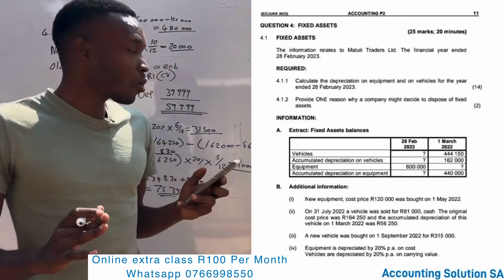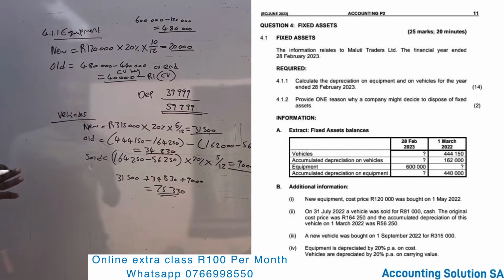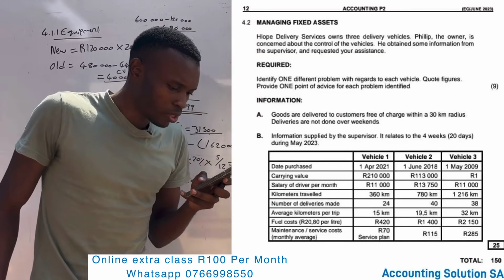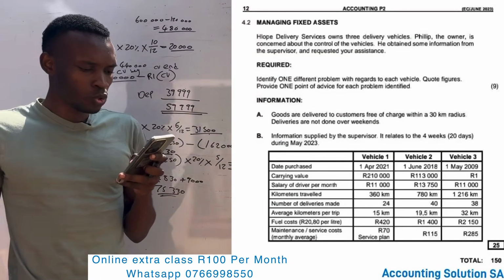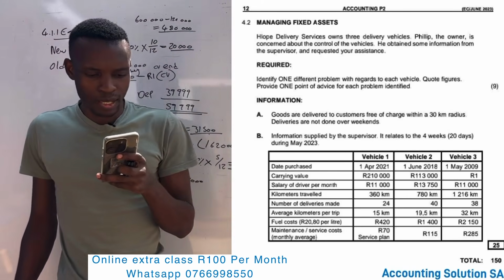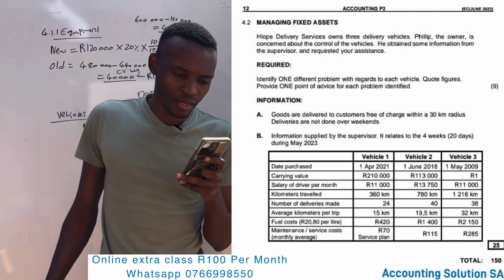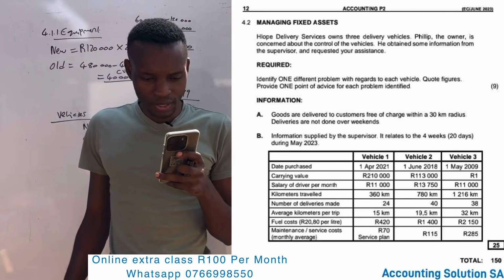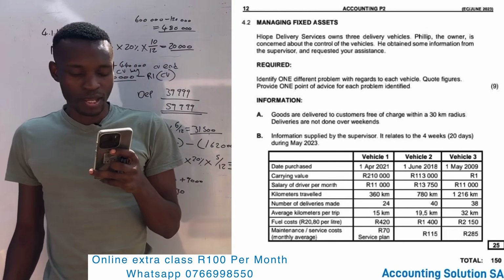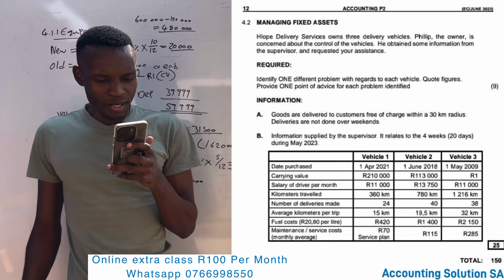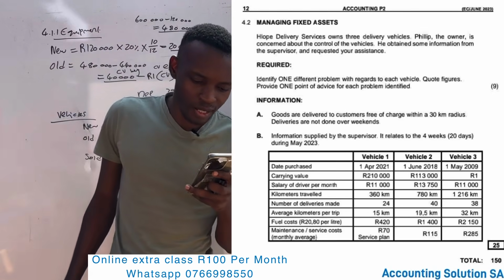Okay, so that's how we should do our calculation under fixed assets, guys. Okay, the last part that we also need to do is management of fixed assets. So per delivery service on 3 delivery vehicles.